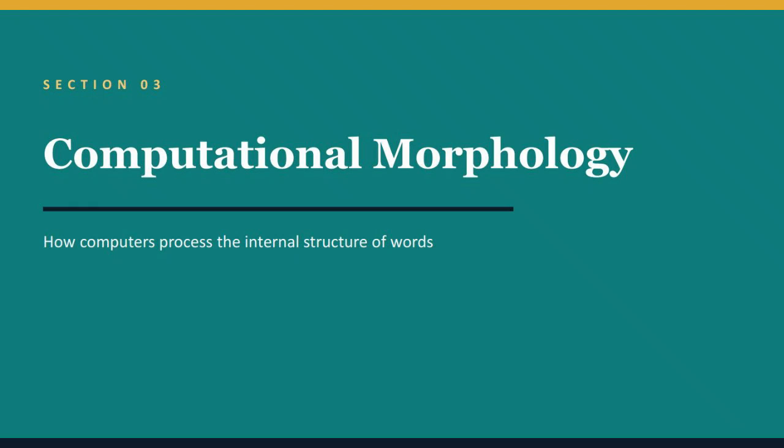Now let's discuss computational morphology, which is the next part of this lecture. Morphology is the study of the structure of words, or how words are formed in a language. We can also say that morphology is the study of morphemes, and morphemes are the smallest meaningful units. We have two kinds of morphemes, free morphemes and bound morphemes. Free morphemes can stand alone, while bound morphemes are attached to free morphemes. For example, -ed and -ing are bound morphemes, and these are attached to verbs.